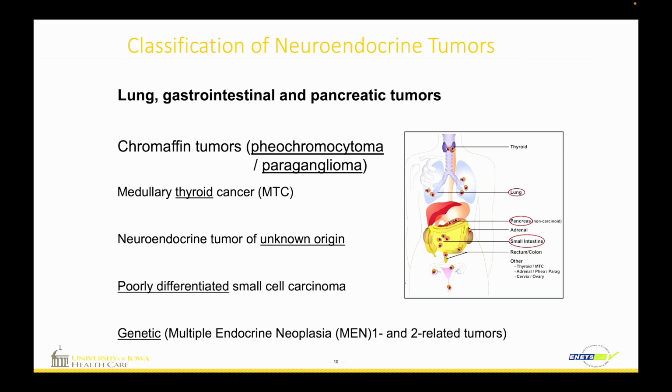Some of the cousins are the pheochromocytoma. This one and the paraganglioma, they are neuroendocrine tumors, but they make adrenaline, if they make anything. There's a special group in the thyroid that make a different chemical. There are some neuroendocrine tumors where we don't know where they come from. Some neuroendocrine tumors that are genetic.